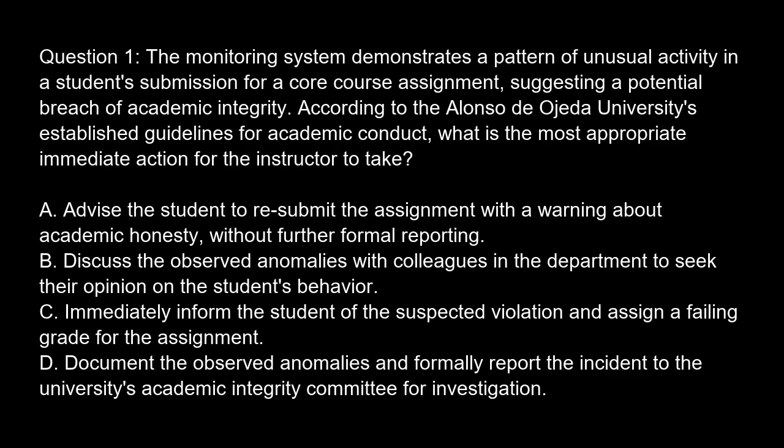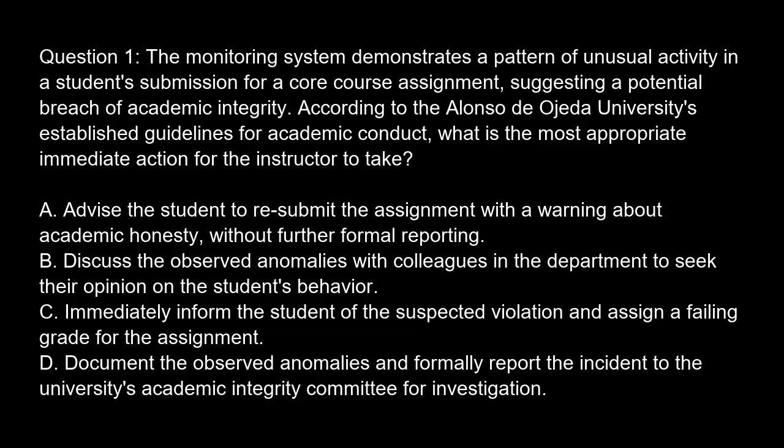Question 1. The monitoring system demonstrates a pattern of unusual activity in a student's submission for a core course assignment, suggesting a potential breach of academic integrity. According to the Alonso de Ojeda University's established guidelines for academic conduct, what is the most appropriate immediate action for the instructor to take? Option A.